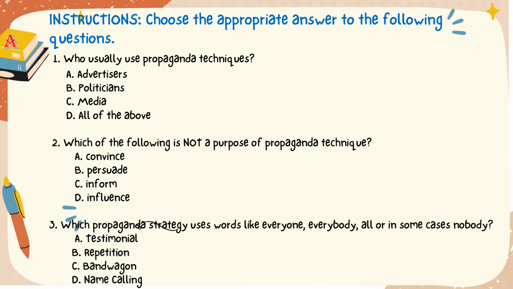And then for your quiz, you are going to choose the appropriate answer to the following questions. So number 1, who usually use propaganda techniques? A, advertisers, B, politicians, C, media, D, all of the above. Number 2, which of the following is not a purpose of propaganda technique? A, convince, B, persuade, C, inform, D, influence. Number 3, which propaganda strategy uses words like everyone, everybody, all, or in some cases, nobody? Testimonial, repetition, bandwagon, name calling.